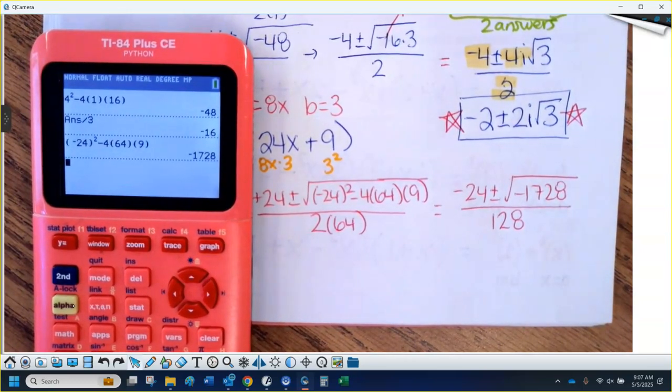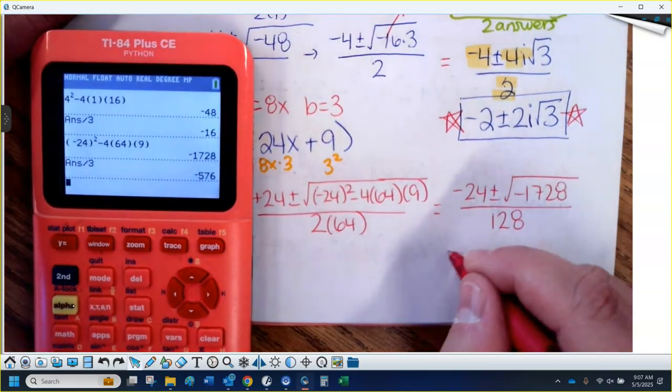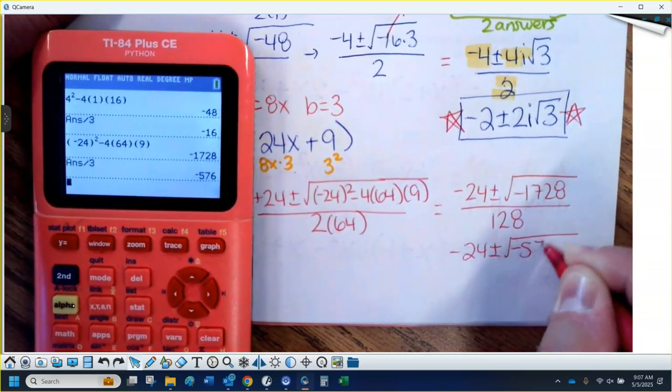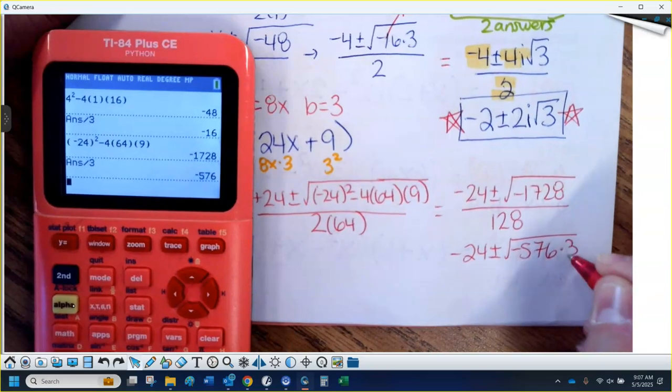Now, I know that's a huge number. I would not tell you to sit down and break that down under a square root with a factor tree or anything like that. But I promise you, if you set this up correctly, that number is divisible by 3 and a perfect square. So I'm just going to divide that by 3 real quick. So I get negative 24 plus or minus square root 576. I'm going to put the negative with that.